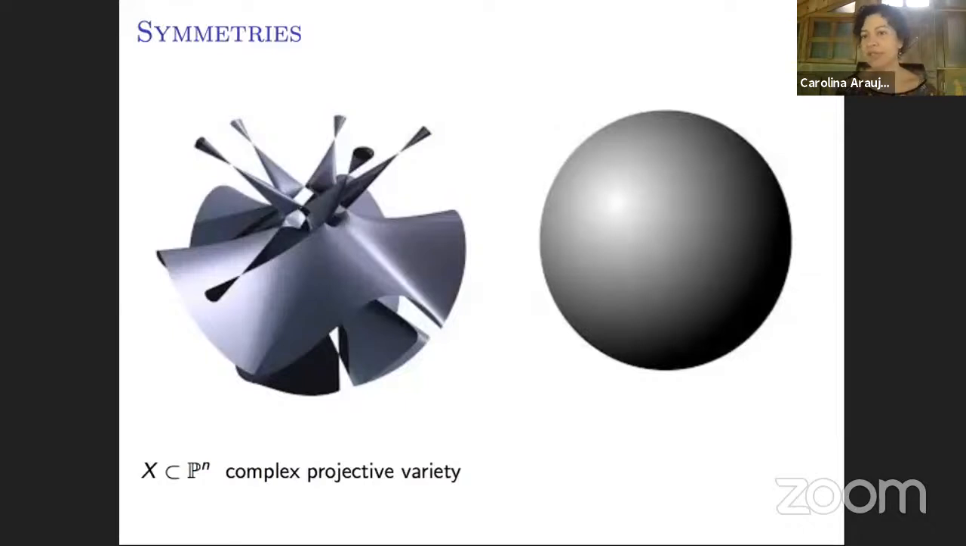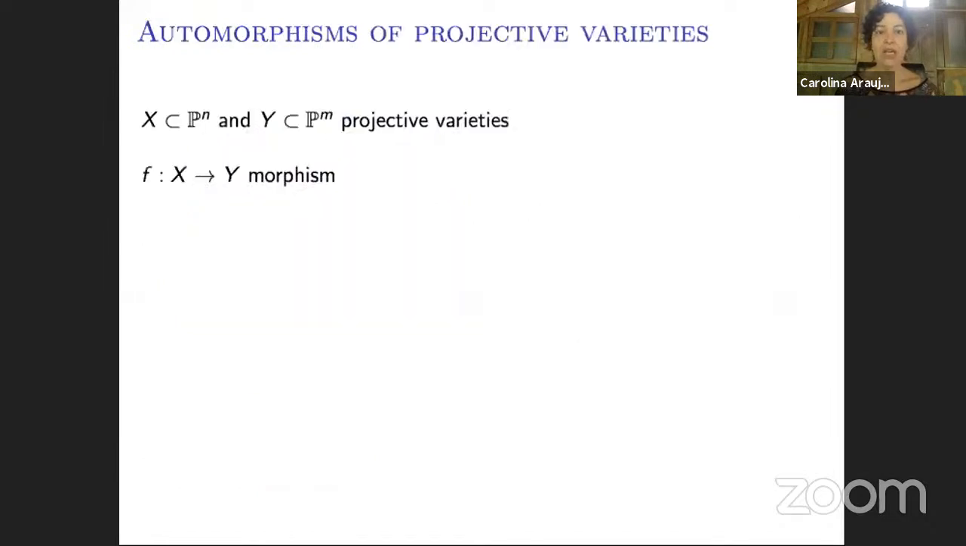So here I put some pictures of complex projective varieties that have some symmetries. And then you can see that in the first case on the left, there is a finite group of symmetries, while in the second one, we have an infinite group of symmetries. So let's analyze these cases more carefully. So let me first introduce more precisely the objects that we are considering. So this is the first notion of symmetry that I would like to discuss.